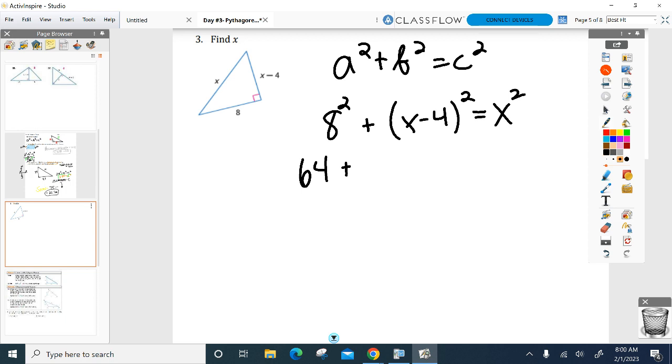x minus 4 squared. Oh! Don't you dare be pulling this right here. Oh, that's x squared minus 16. No. No, they'd be crying right now. Anybody know how you handle that from last year? All right, well, I'm not going to give it away.